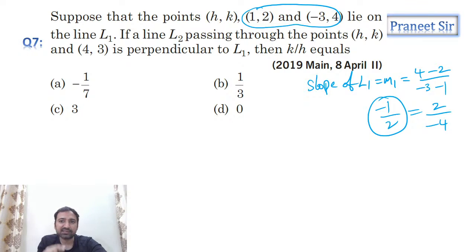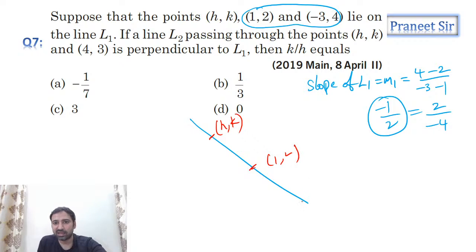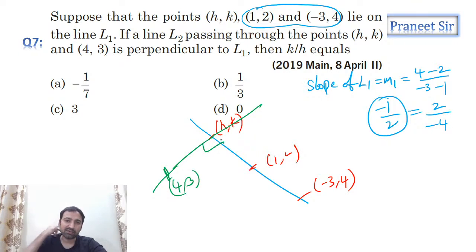In the same way, what he is saying is, all these 3 points, let's take this point as (h, k), and this point is (1, 2), and this point is (minus 3, 4). All these are collinear. And then he is saying the line L2 passes through (h, k) and (4, 3), so it should be like this, somewhere here (4, 3) is there, and is perpendicular to L1. So this is L1 and this is L2.